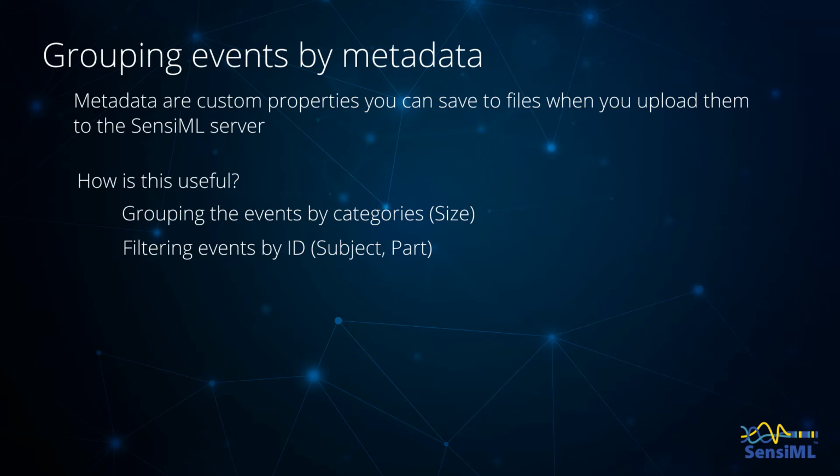Filtering events by ID. You could save the subject ID or motor ID as metadata. Saving an ID with each file allows you to ignore certain subjects or objects. If you find that their data was not recorded correctly, or maybe one subject or object is an extreme outlier from the rest of your data.